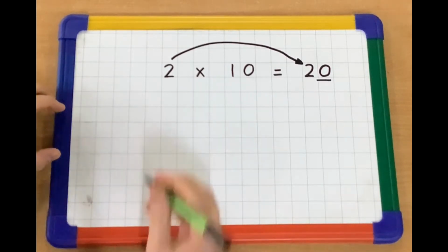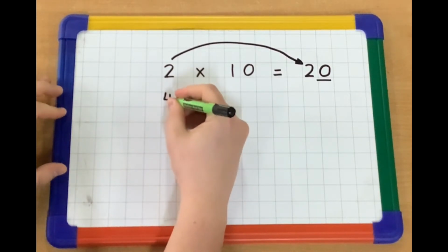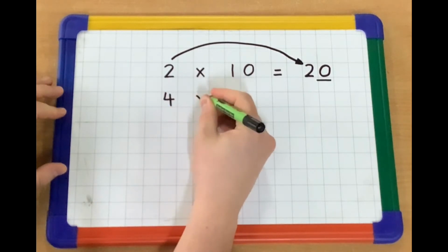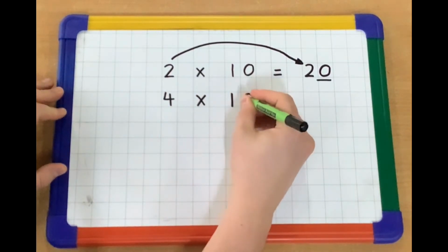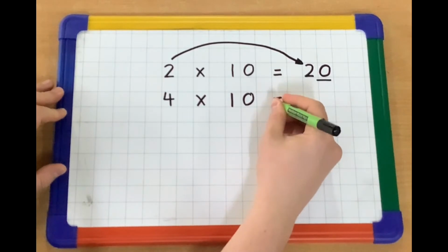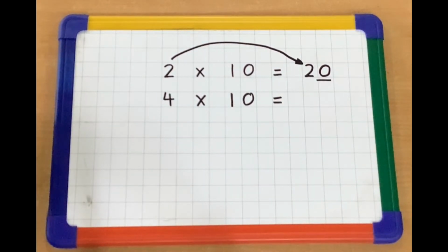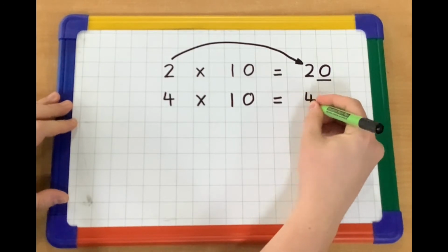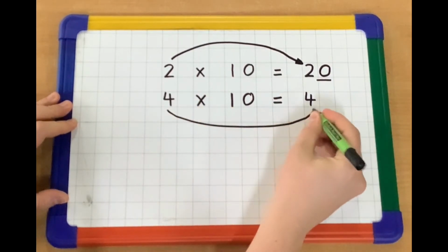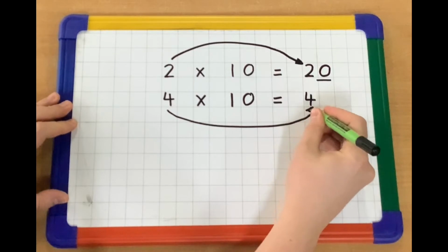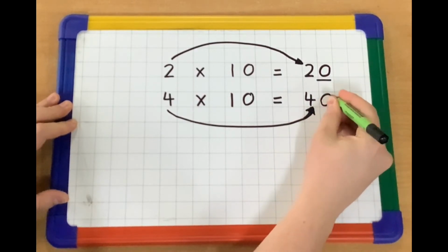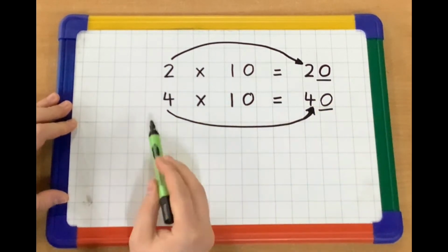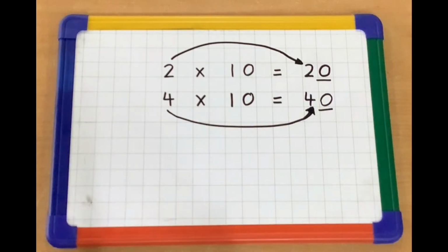So if we were doing 4 times 10, what do we need to do? Well, we'd put our 4 over here, wouldn't we? First, so we'd use that same number there. And then we need to just add a 0. And that gives us the answer. So 4 times 10 is 40.